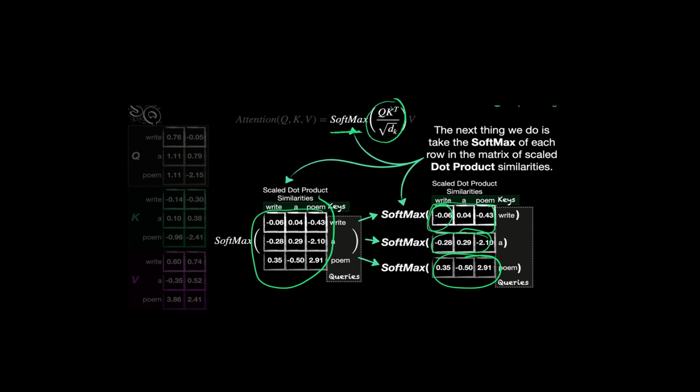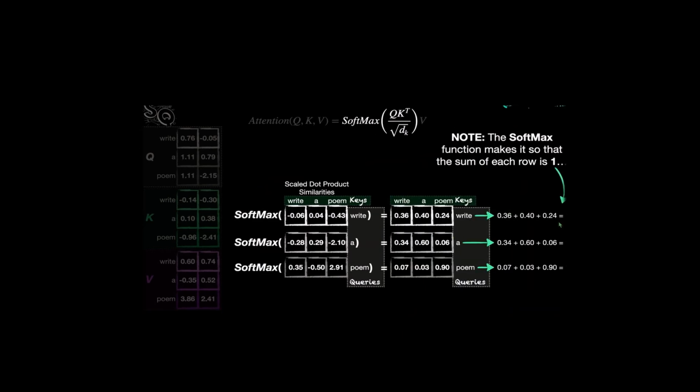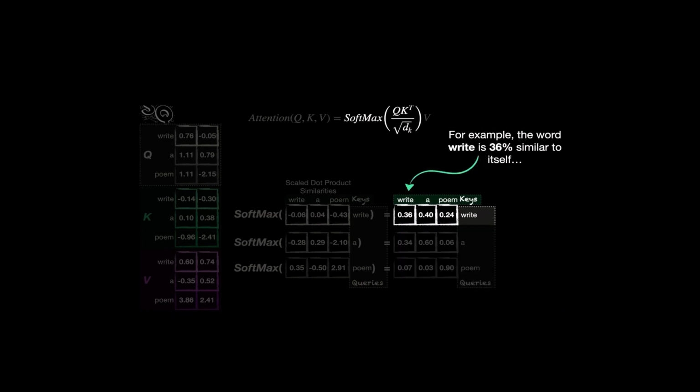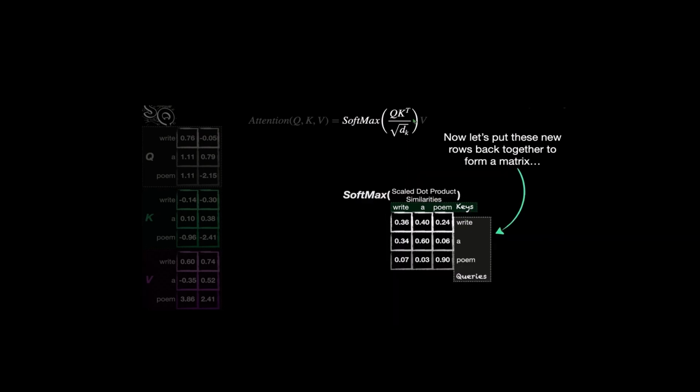In other words, softmax represents the degree of similarity or relevance among tokens. You can think of this as a summary of relationships within the sequence. For example, the token A might be 36% similar to itself, 40% similar to poem, and 24% similar to another token. The sum of these relationships always equals 1. This is how softmax captures contextual similarity among tokens.